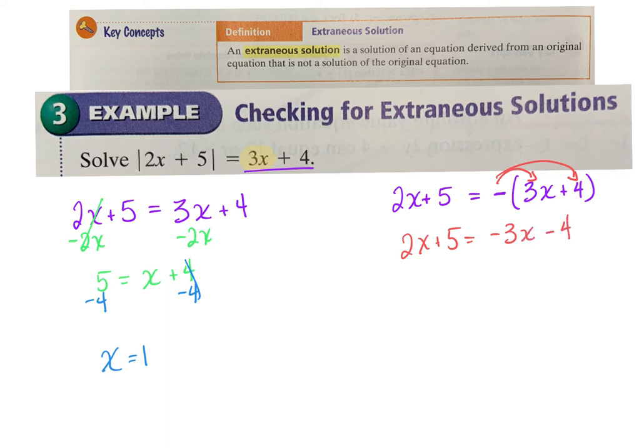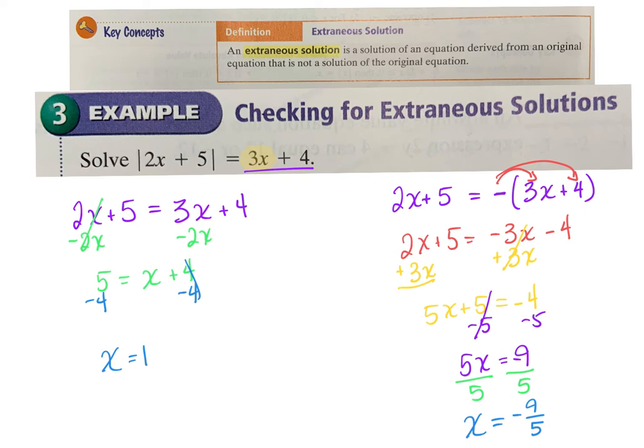And then we're going to solve this one. Get our variables to one side. That gives us 5x plus 5 equals negative 4. And then we are going to subtract my numbers over. 5x equals 9. And of course, divide by 5. We are going to get x equals negative 9/5. All right. And so these are my two answers that I get when I just solve the equation.